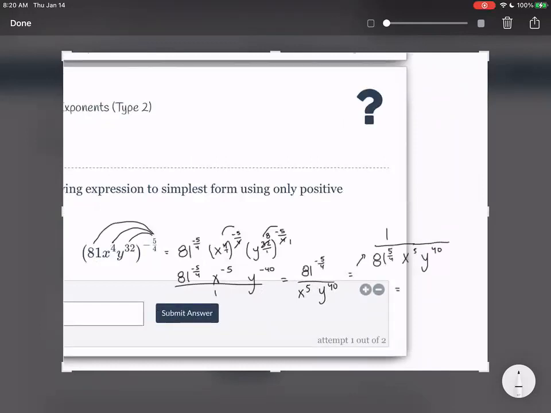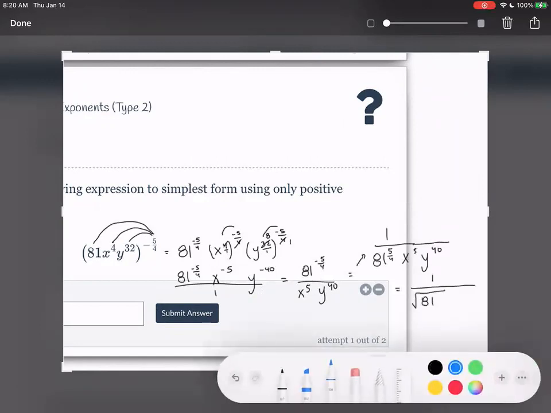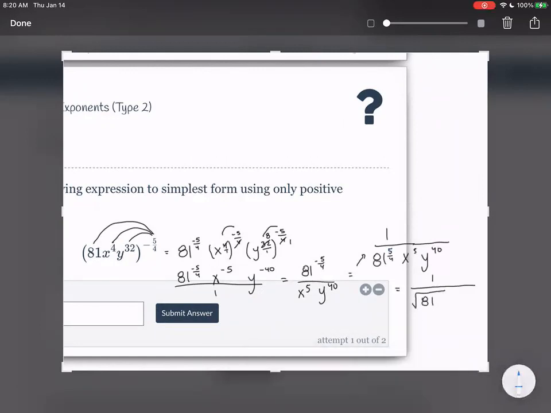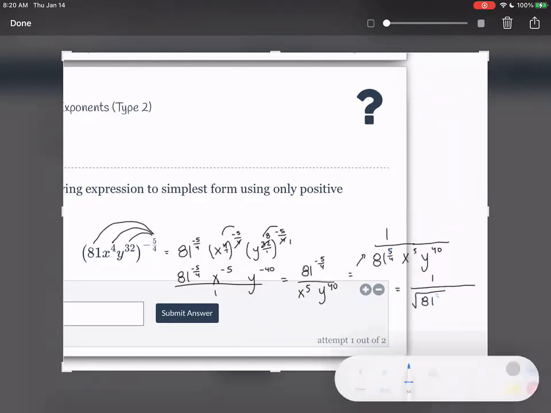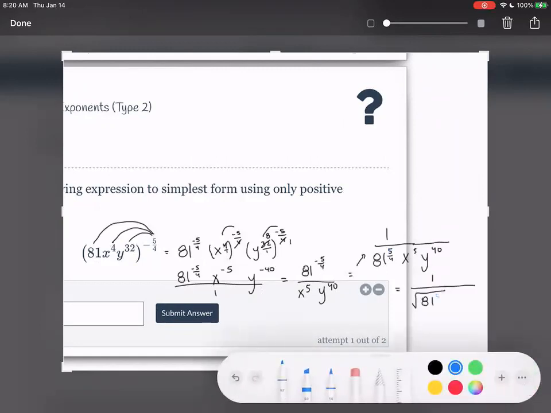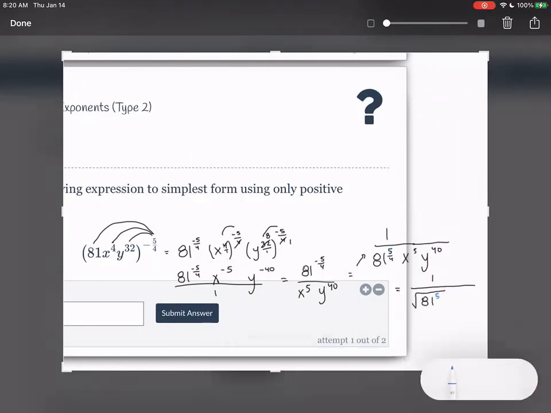Okay, now we're going to put it in radical form. So put it in radical over here, radical 81. It's the 5th power because that's the numerator over here. There you go, 5th power. And then this 4 on the bottom is the 4th root. So the 4th root of 81 to the power of 5.